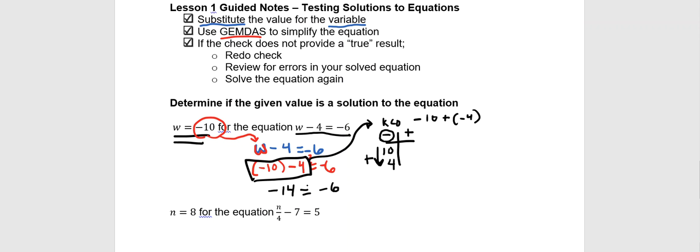Now that makes no sense. So since it's not a balanced result, it proves for us that w equals negative 10 is not a solution, because negative 14 does not equal negative 6. So the way we're going to state this final answer is, we're actually going to write out that the value that's provided for us to test is not a solution, and our proof is going to be negative 14 does not equal negative 6.